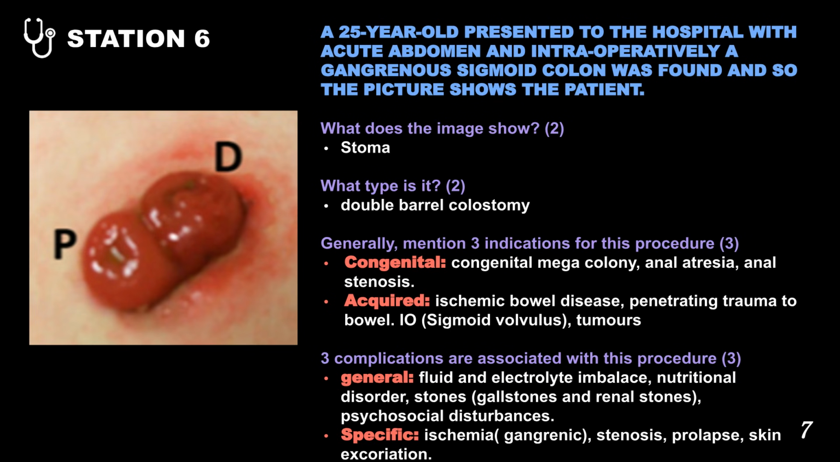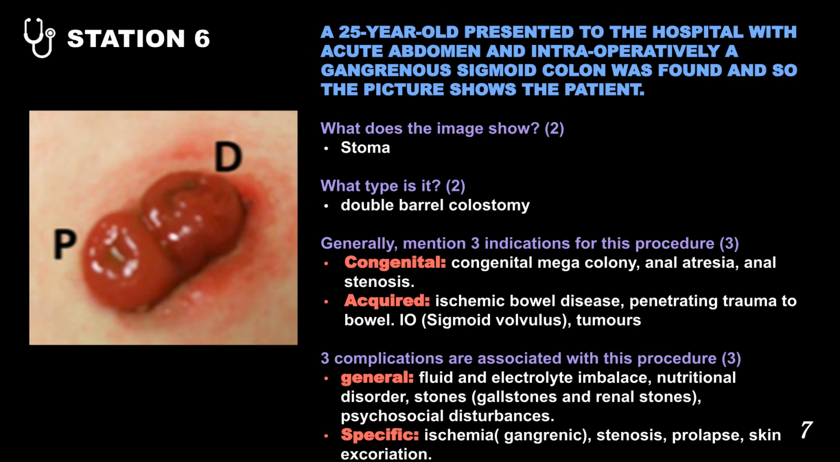In the next station, an intraoperative image reveals a stoma, specifically, a double-barrel colostomy. A stoma is a surgically created opening that brings part of the bowel to the skin surface, allowing fecal diversion. Indications may be congenital, such as megacolon or anal atresia, or acquired, including ischemic bowel disease, trauma, tumors, and volvulus.